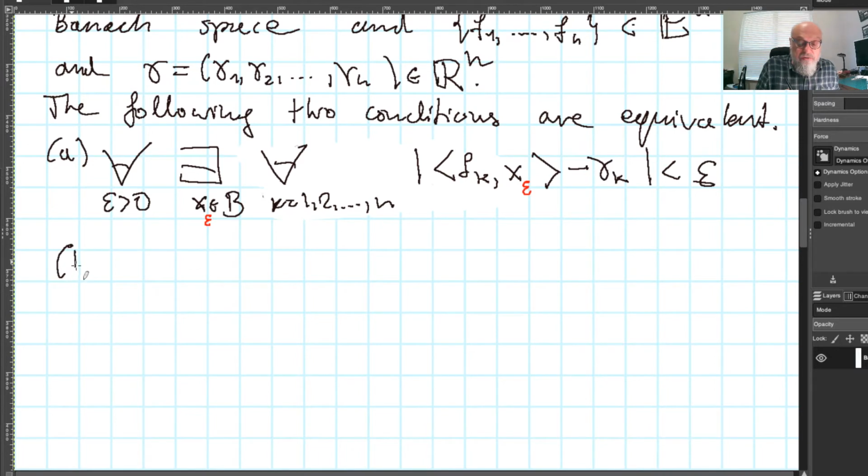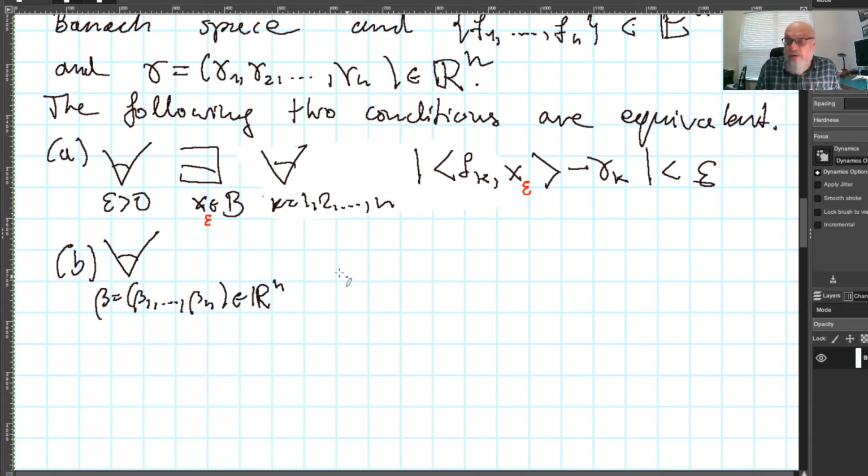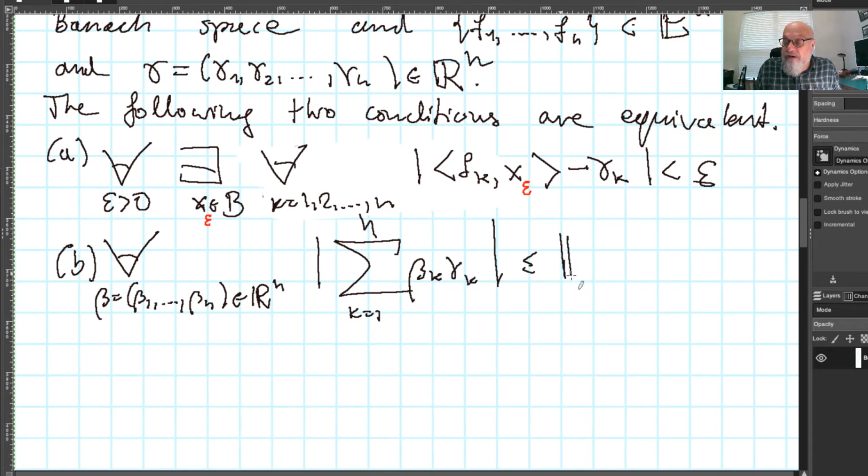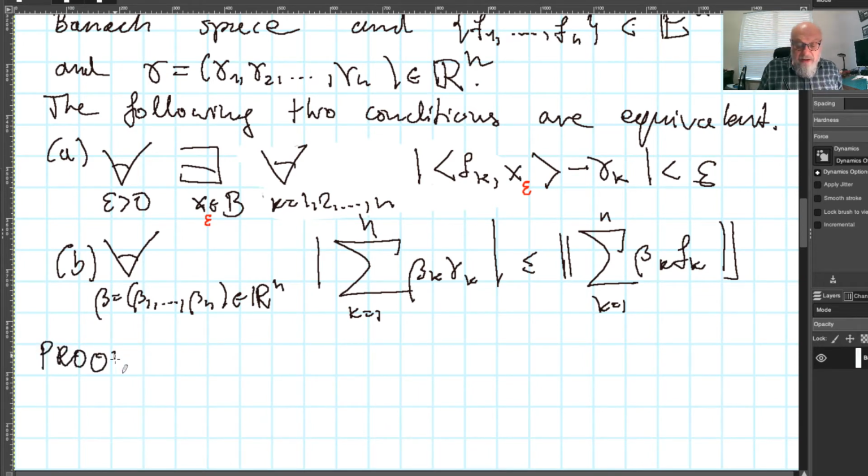So the condition 2 is the following. So actually, for every beta, a vector b1, ..., bn belonging to Rn, we have the following inequality, namely I take this beta and I put here the sum k equal 1 to n of beta k gamma k, smaller or equal to the norm of the linear combination, k equal 1 to n, with the coefficient beta k of the fk. These two conditions.